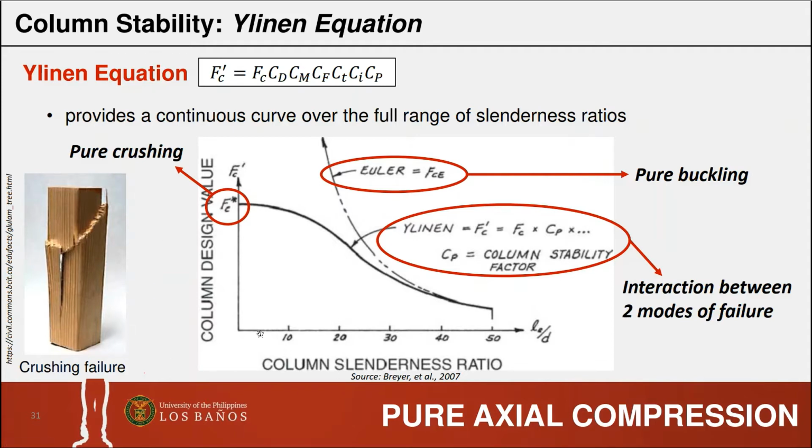Meanwhile, as the slenderness factor increases, we will now have to consider the buckling of the columns. So the Euler equation is the one that connects these two, the pure crushing and the pure buckling failure modes. Okay, so in order to get the uppercase F prime c from the Euler equation, we need the column stability factor C sub P.